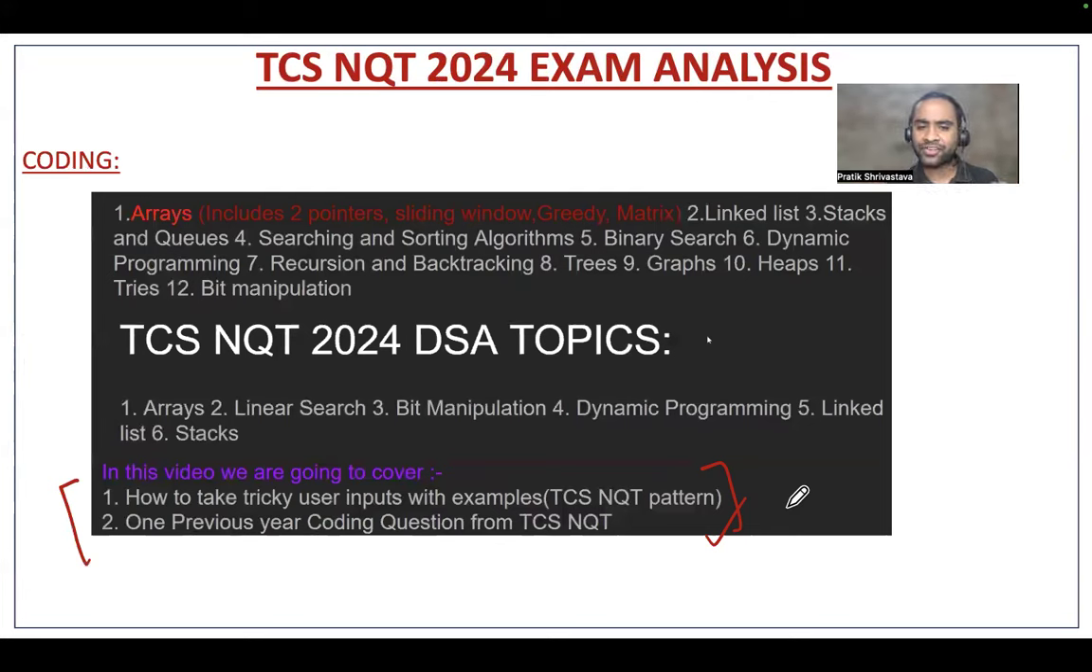Many of the students had struggled in coding because TCS had not given the inputs. So it is very, very important for you to understand how to take inputs in the examination. So all those things we are going to do for you.